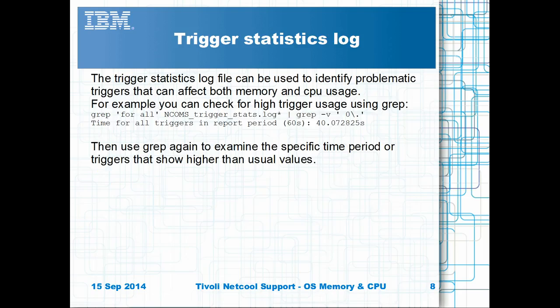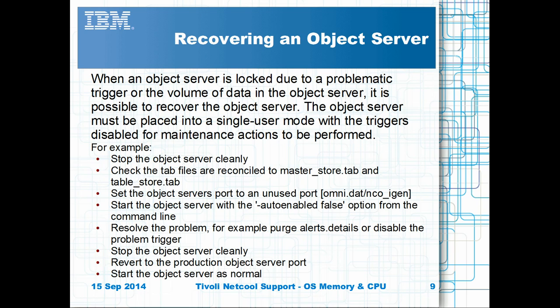The trigger statistics log file can indicate problems with triggers. Actively monitor and react to increased trigger profile usage and examine the impact on the object server and its users. The log file can manually be checked, otherwise custom self-monitoring triggers can be used to warn the administrator or respond to unexpected trigger usage. Sometimes an object server can become locked due to excessive table store usage.